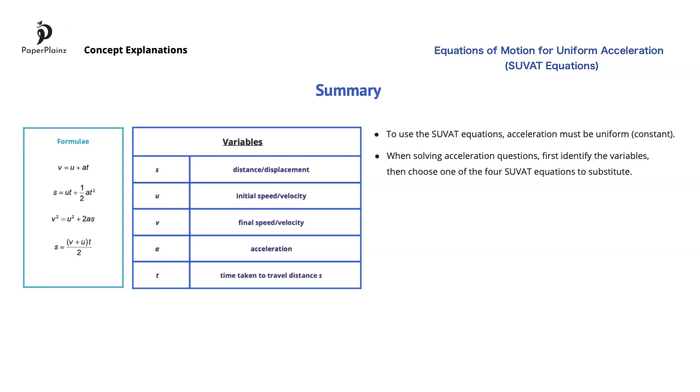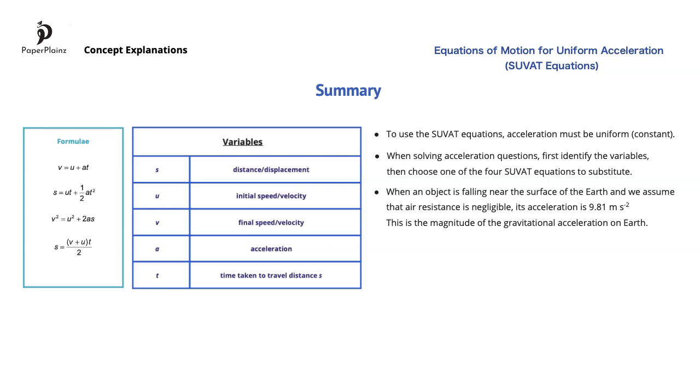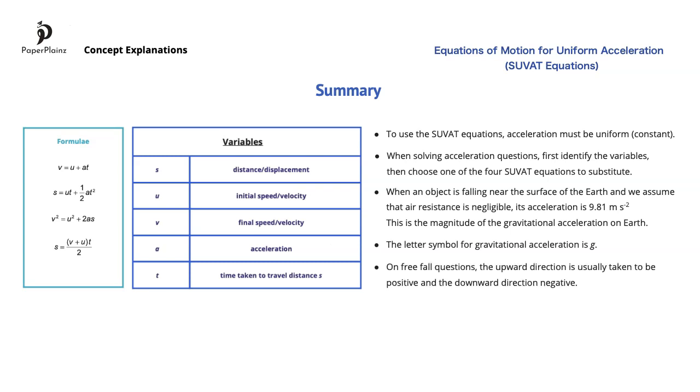We discussed gravitational force and said that when an object is falling near the surface of the Earth, and we assume that air resistance is negligible, the acceleration of the object is 9.81 meters per second squared, which is the magnitude of the gravitational acceleration on Earth. We mentioned that the letter symbol for gravitational acceleration is lowercase g. We saw that on free fall questions, the upward direction is usually taken to be positive and the downward direction negative, which is why the gravitational acceleration is often given as negative 9.81 meters per second squared.